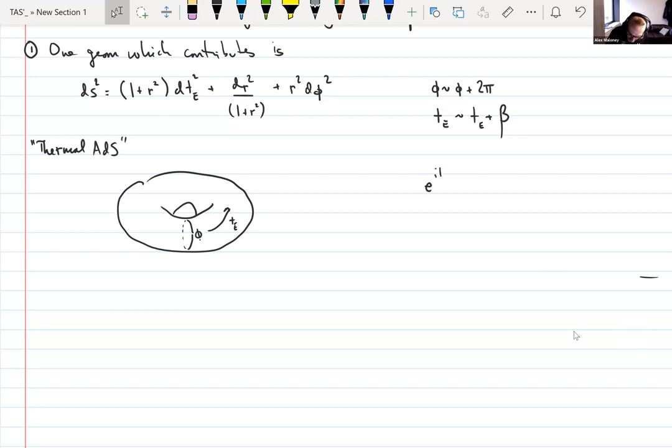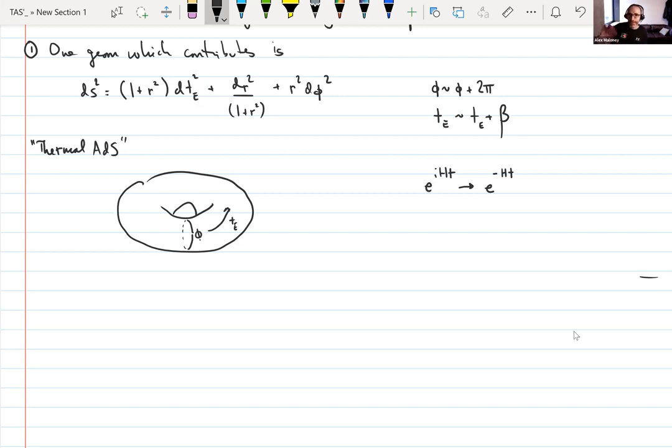It's because e to the i H t is the time evolution operator in Lorentzian signature, which, if you do a change of coordinates to go to Euclidean space, will become e to the minus H t. And so the operator e to the minus beta H is one that implements a translation by an amount beta in the Euclidean time direction. And then the operation of a trace is an instruction to glue the geometry at t Euclidean equal to 0 to the geometry at t Euclidean equal to beta.